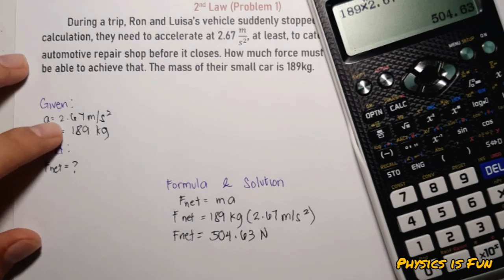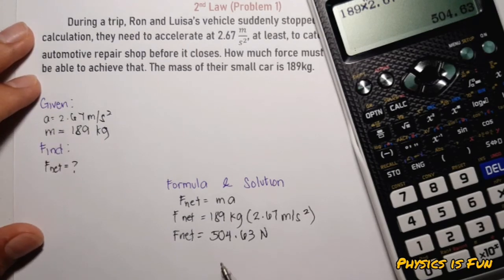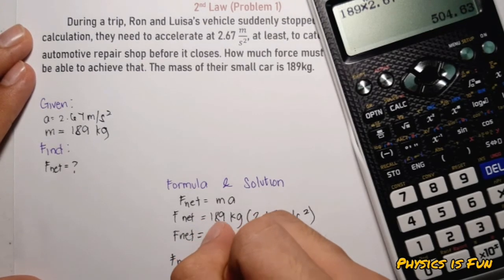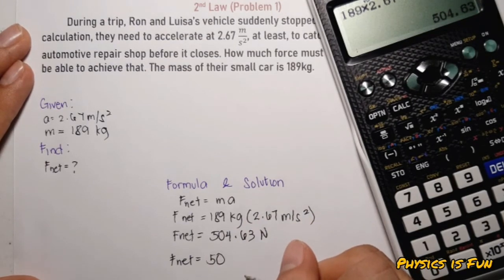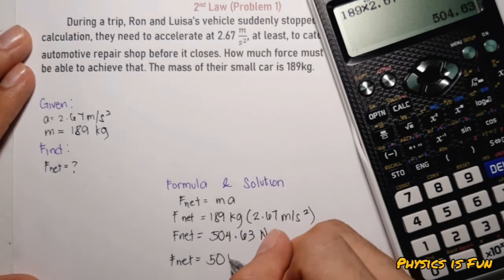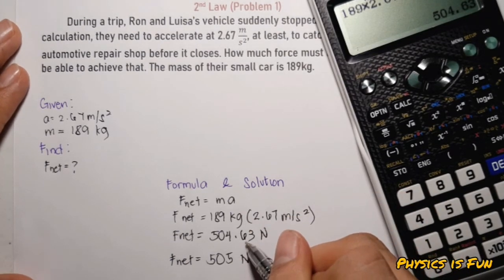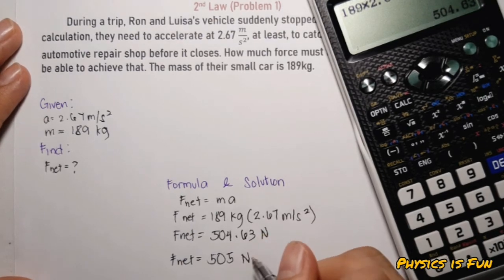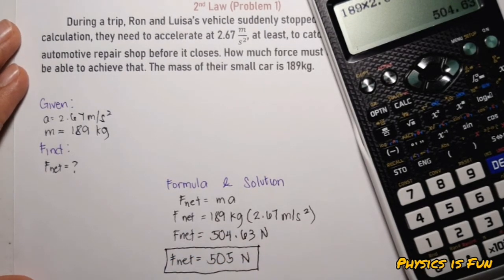So in our given, we have 3 significant figures. Both of them have 3 significant figures. So in our final answer, we will use 3 significant figures. So this will be net force is equal to 500, round up or remain? If you answered round up, you're correct. This will be 505 newtons, since 6 implies that we need to add 1 to 4. That will make it 505. And this is our final answer in problem number 1 regarding Newton's second law.